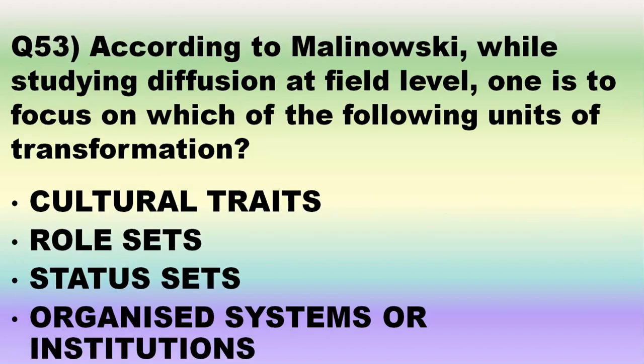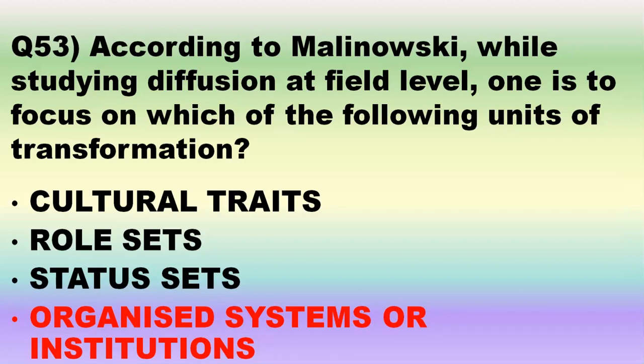53 is a question from Malinowski. According to Malinowski, while studying diffusion at field level, one is to focus on which of the following units of transformation: cultural traits, role sets, status sets, organized systems, or institution. The answer will be organized systems or institutions.